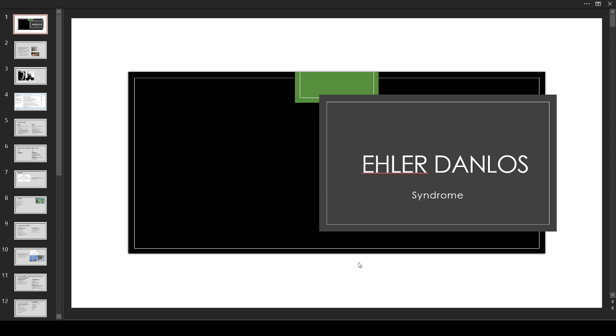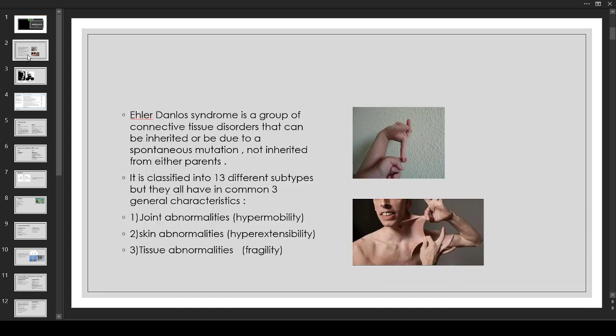It is subdivided into 13 different groups, all of which share three specific characteristics. They are more prevalent in some subtypes more than others, yet they are still present, which are the hyperextensibility of the skin, hypermobility of the joints, and the tissue abnormalities. As you may see here in this exhibit, the hypermobility of the finger joints and the hyperextensibility of the skin.